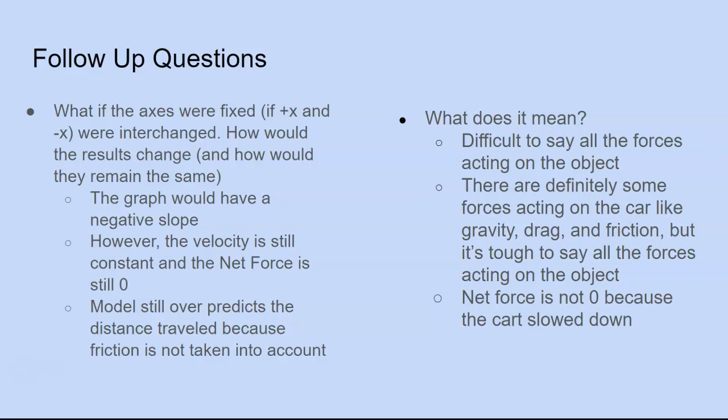The computational model will still continue to overpredict. It's just that if the axes were flipped, the graph would have a negative slope.